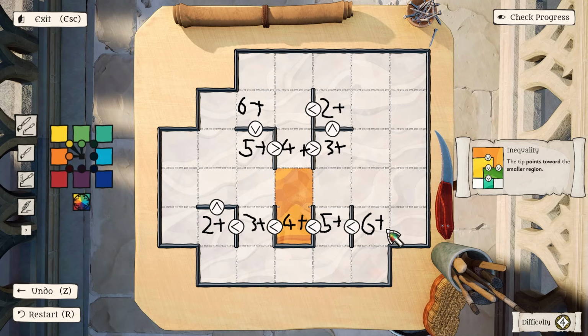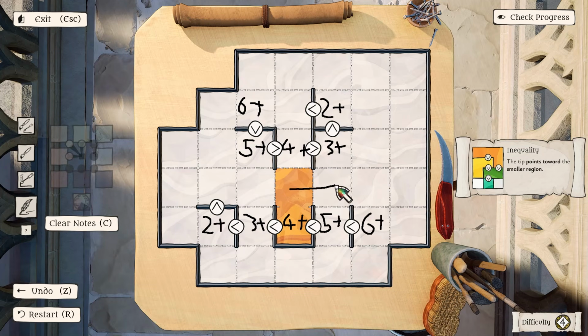What else we got going on? Three plus. Is there any way you're just going down? Yeah, there is some way you could just be going down. You've got to be going in some direction. 4+. You could go up, you could go left, you could go right. However, if you go right, this 5+ would have to take that, which is fine. Yep.